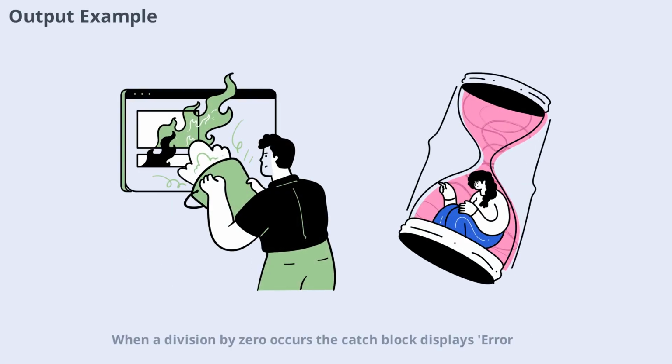When a division by zero occurs, the catch block displays, "Error: division by zero is not allowed." The finally block then prints, "Execution of try-catch block finished." This demonstrates how exception handling can keep your program running smoothly even when unexpected errors happen. It's a simple yet powerful way to improve the reliability of your code.